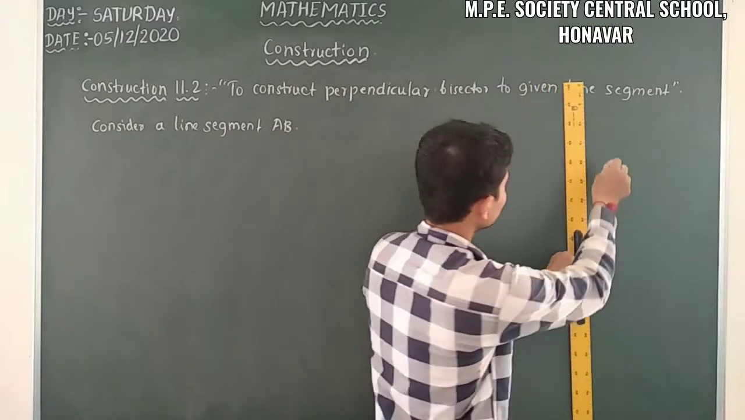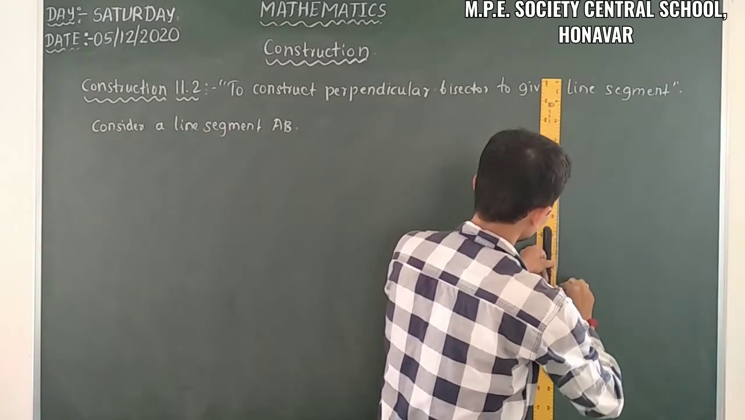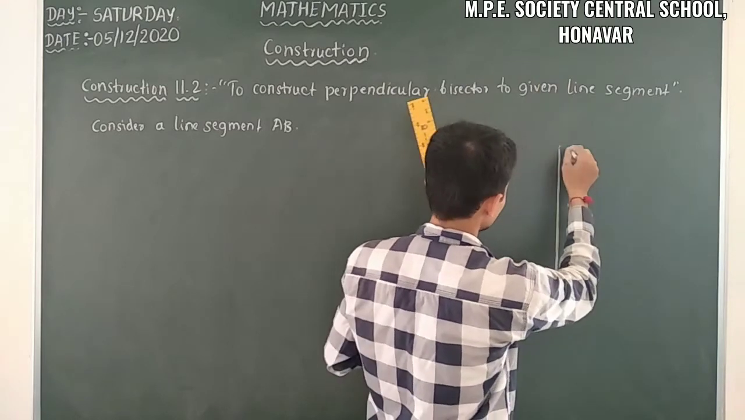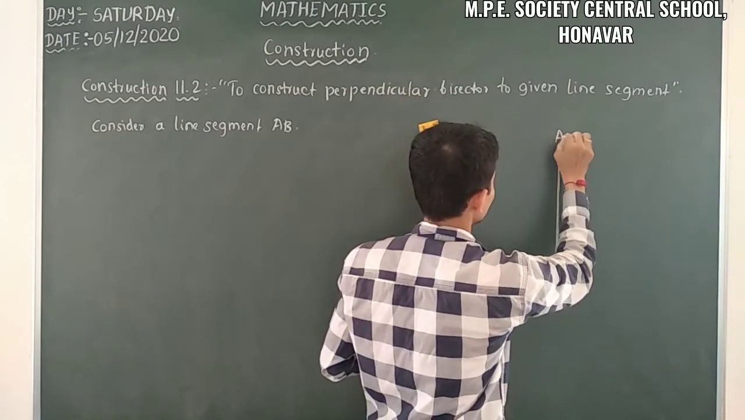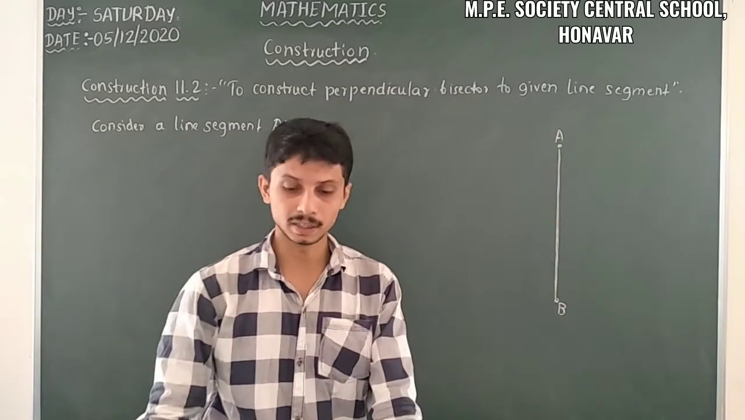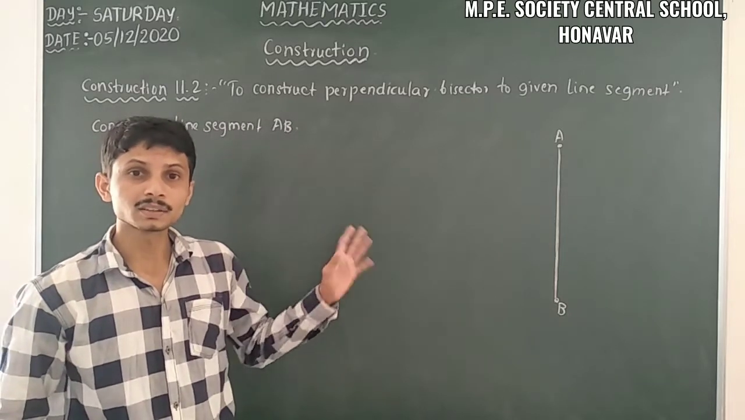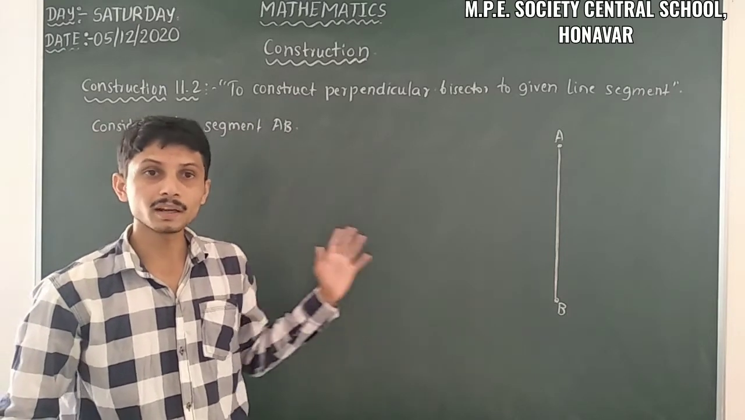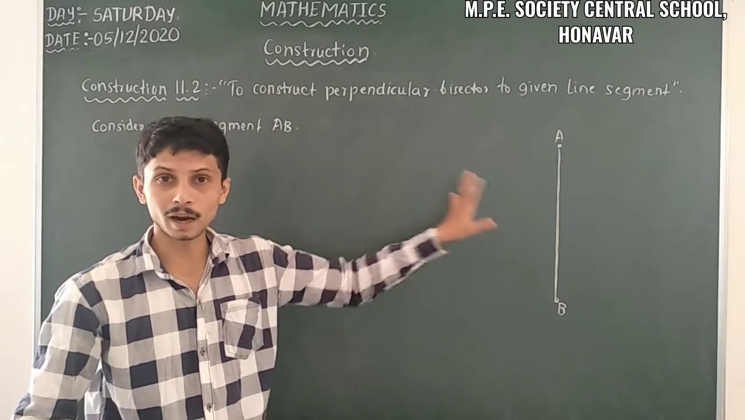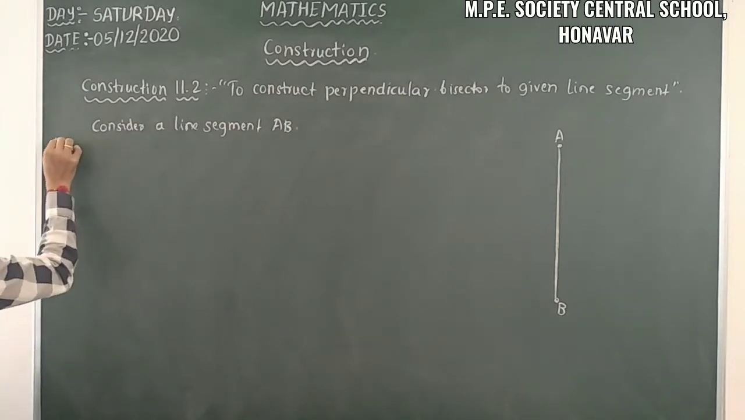So here I will take the line vertically, and I will call it AB. Then simultaneously we have to take the steps, and along with the steps we have to construct the things. Yes, so let us take the first step here.